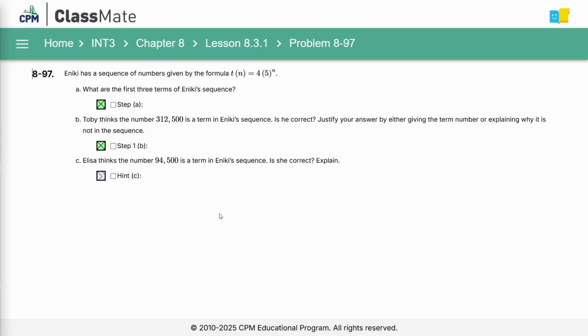Here we are, question 897. Aniki has a sequence of numbers given by the formula t of n equals 4 times 5 to the n. What are the first 3 terms of Aniki's sequence? Let's go over to our canvas and let's begin working on this.